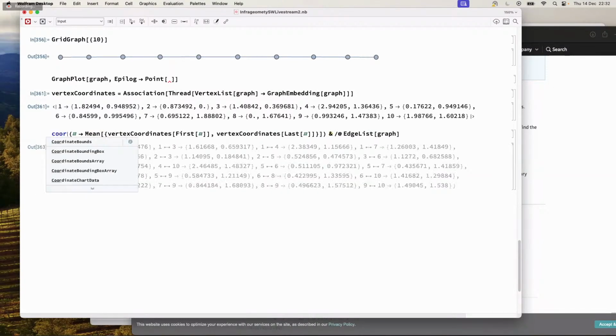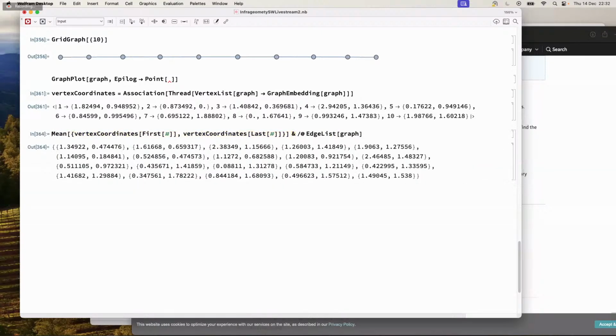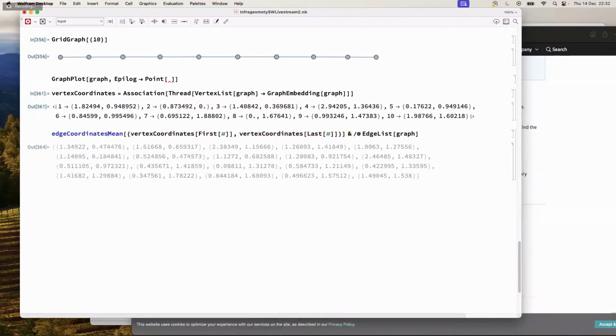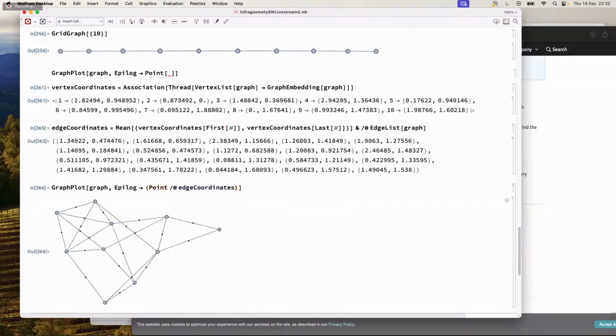Yep, looks promising. Okay. So actually, I don't even need the edge names, do I? I can just take... I do epilogue point? Well, we do point mapped onto edge coordinates.